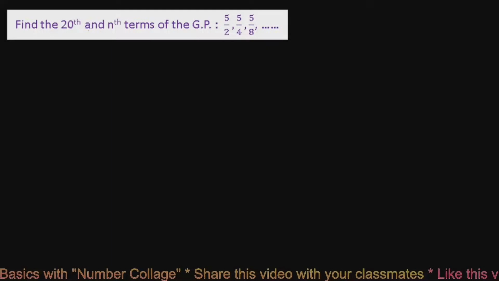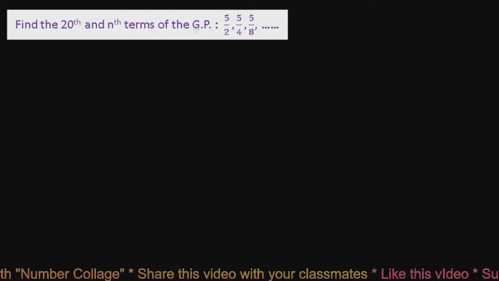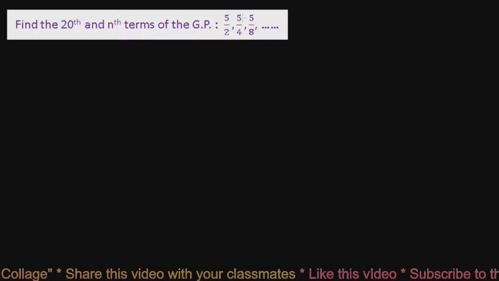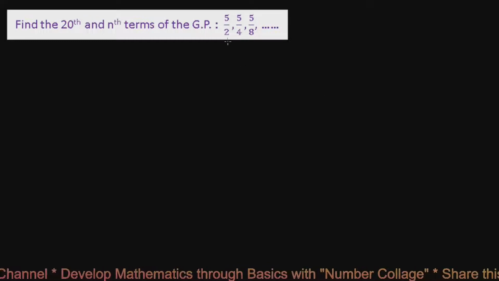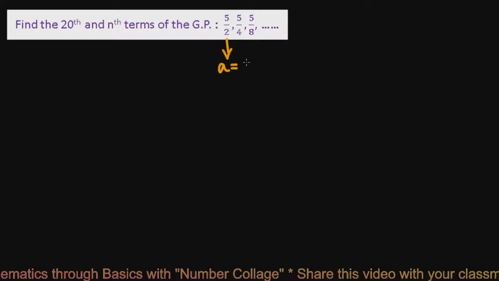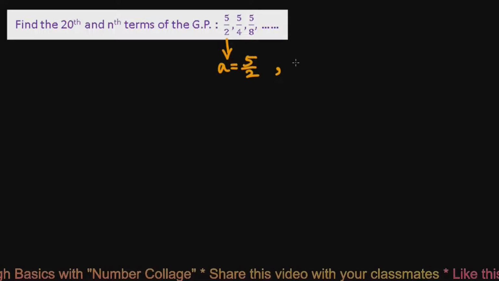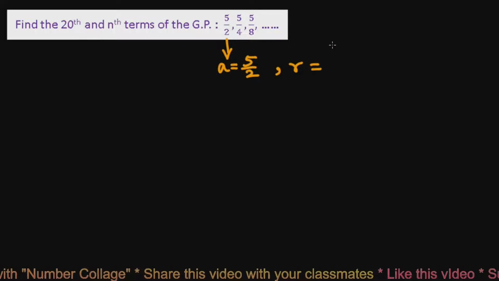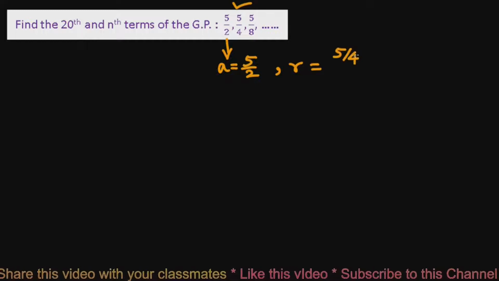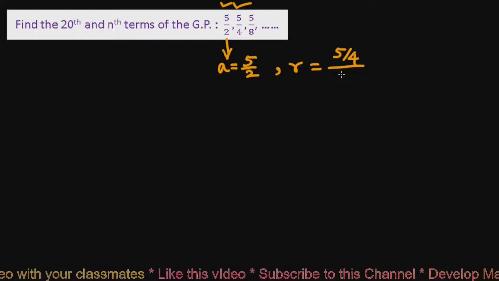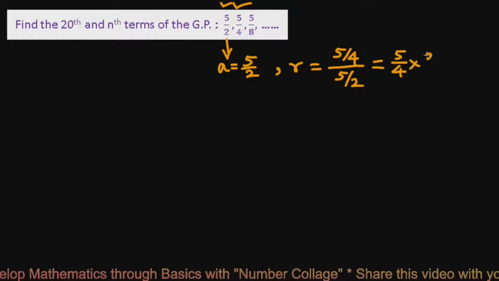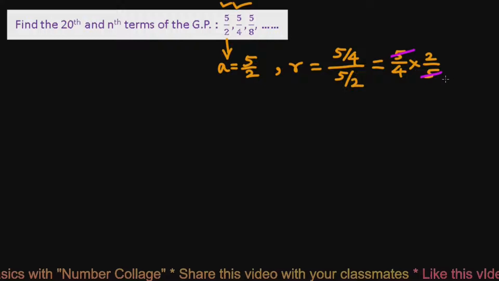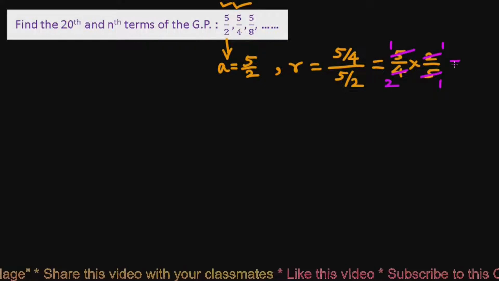The first example is find the 20th and nth terms of the GP 5 by 2, 5 by 4, 5 by 8, so on and so forth. In this GP, the first term A is 5 by 2 and the common ratio R is the second term 5 by 4 upon the first term 5 by 2. That will be 5 by 4 multiplied by 2 by 5. 5 gets cancelled. 2 ones are 2, 2 twos are 4. So R is 1 by 2.